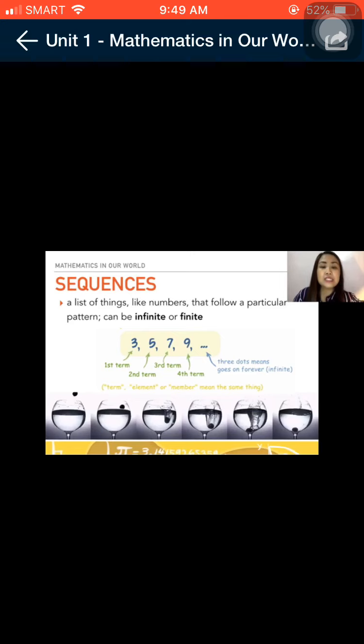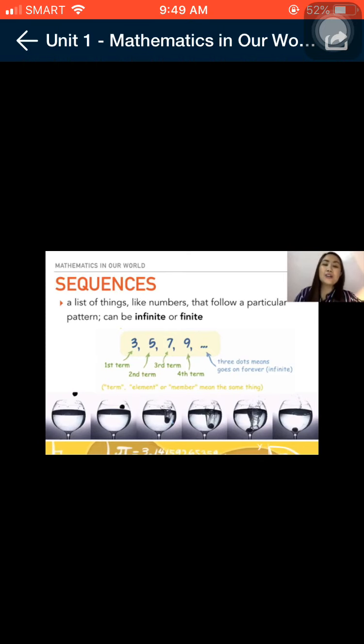How about these series of pictures? Can we call this a sequence? What do you think? Is it a list of things? Does it follow a particular pattern? All right, so there's your answer. It is a sequence because it is a list of things. These are pictures, and they follow a particular pattern. What's that pattern? It's an object falling into a glass of water.